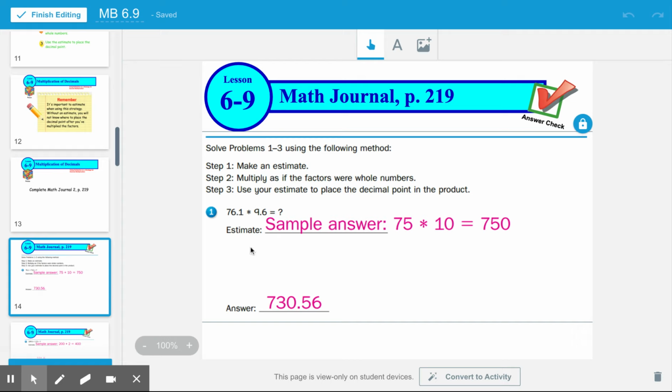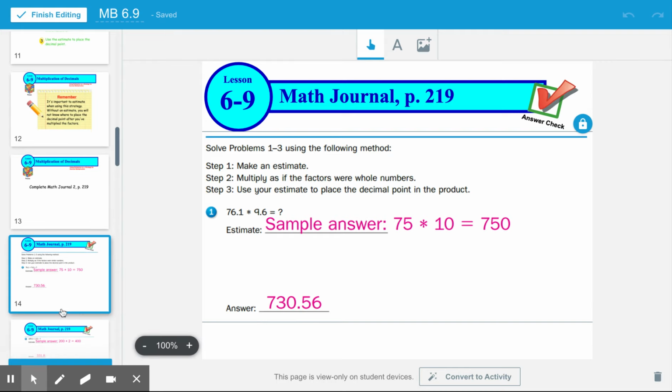Once they actually multiplied 761 times 96, they got 73,056, but they knew with their estimate it needed to be in the hundreds, so close to 750. Therefore, they put their decimal point right there with an answer of 730 and 56 hundredths.